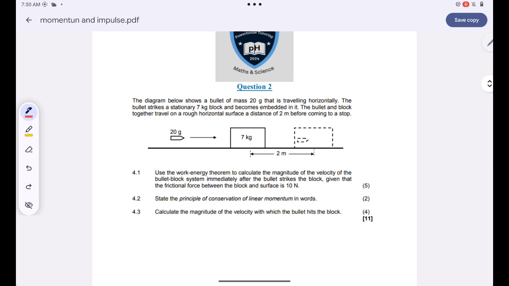Okay, question 2. We are told that the diagram below shows a bullet of mass 20 grams that is traveling horizontally. The bullet strikes a stationary 7 kg block and becomes embedded in it. The bullet and block travel together on a rough horizontal surface for a distance of 2 meters before coming to a stop.